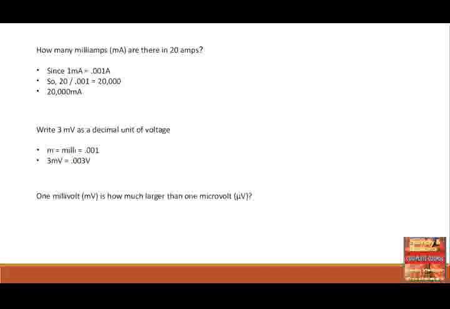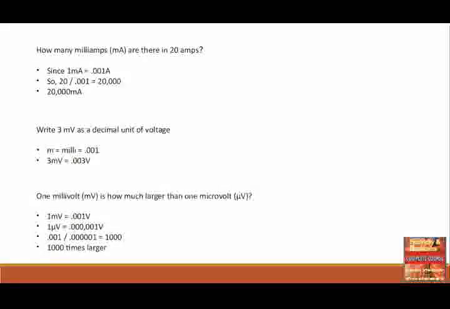1 millivolt is how much larger than 1 microvolt? 1 millivolt is 0.001 volts, and 1 microvolt is 0.000001 volts. So all you have to do is divide 0.001 into 0.000001, and you get 1,000. So 1 millivolt is 1,000 times larger than 1 microvolt.